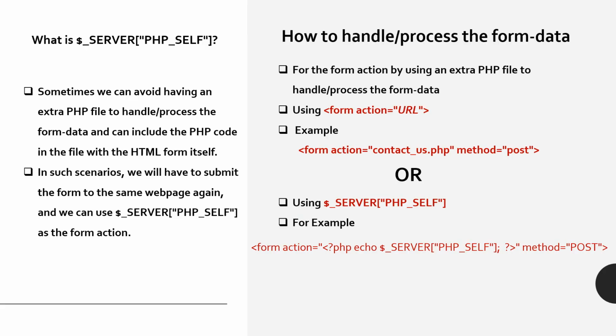Now we are going to discuss how we can submit the form, and during that time how we can handle or process the data. That can be done in two different ways. One is using an extra PHP file. The format is form action, where you need to specify that URL. This is an example for that. Here the action contact.php is specified, and the method, whether it is post or get, we need to specify. This particular file refers to what action should be performed when we press the submit button. All those things will be written in that particular file.